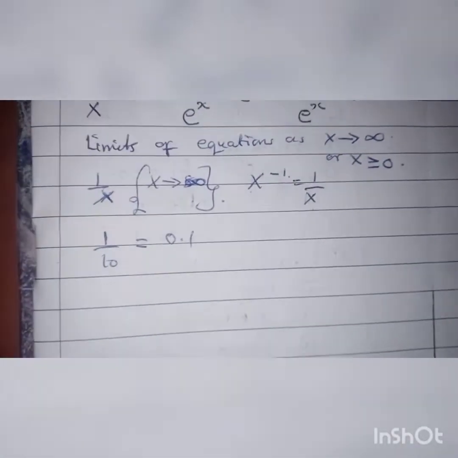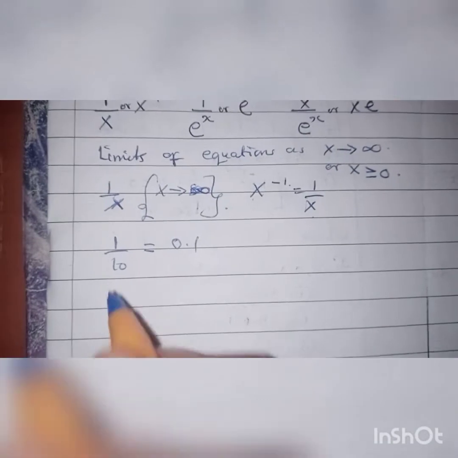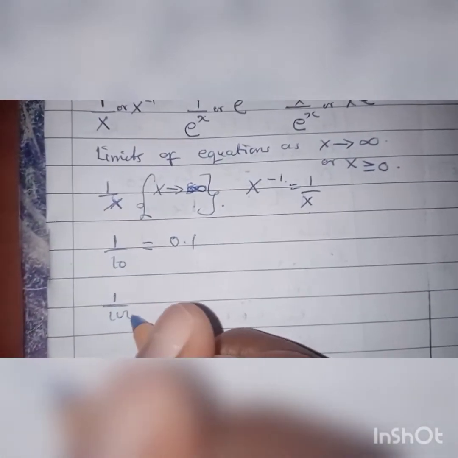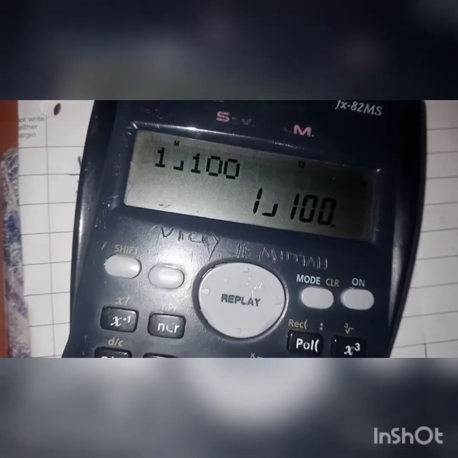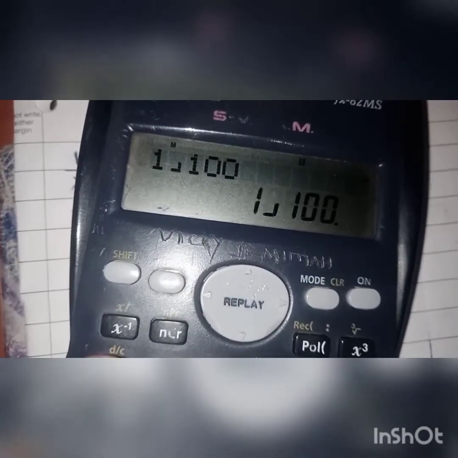So let's keep on approaching infinity. Now let's take 1 over 100. What is happening to that function? Now it was 0.1. What is 1 over 100? Key in 1 over 100. The result is 0.01.